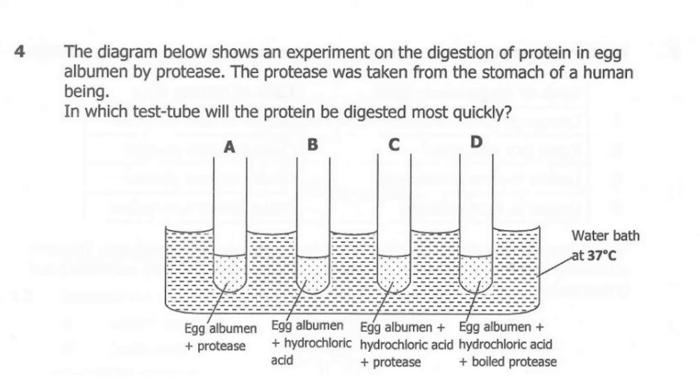The correct answer here is C. We are going to have egg albumin and the hydrochloric acid and the protease. So D will not score because we have boiled protease. So boiled protease, it means that the protease enzyme has been denatured, so no digestion will take place. In B, we have no enzyme, and in A, since there is no hydrochloric acid, the pH is not yet optimum. So the correct answer here is C. We'll move on to the next question.